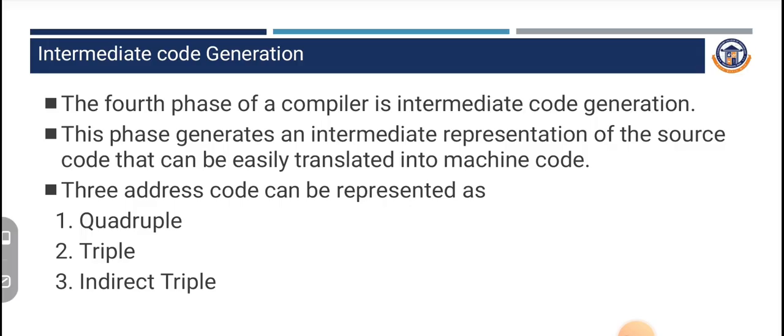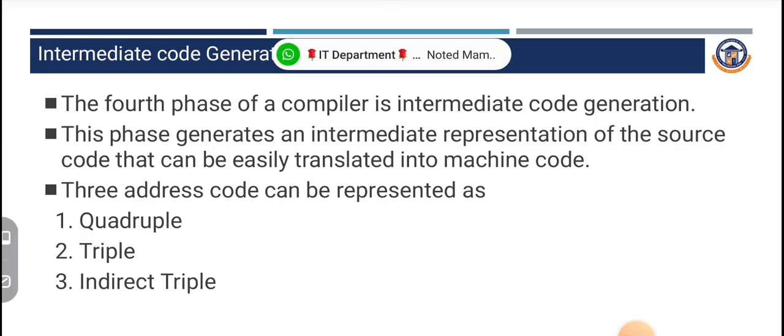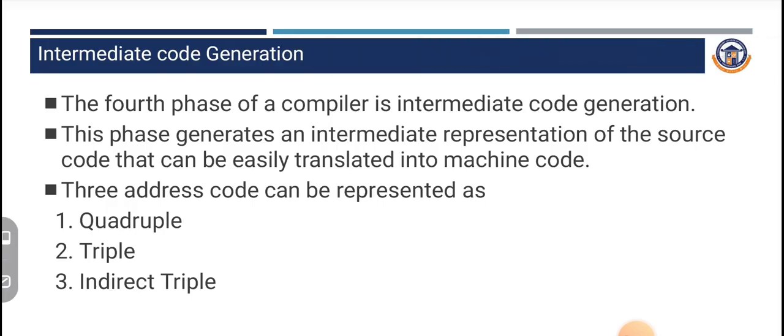This phase generates an intermediate representation of the source code that can be easily translated into machine code. After completing the semantic analysis, the semantic analysis tree representation is directly converted into intermediate representation without affecting the language of the semantic analysis. This intermediate code representation can be converted into three address code format. The three address code can be represented as quadruple, triple and indirect triple representation.